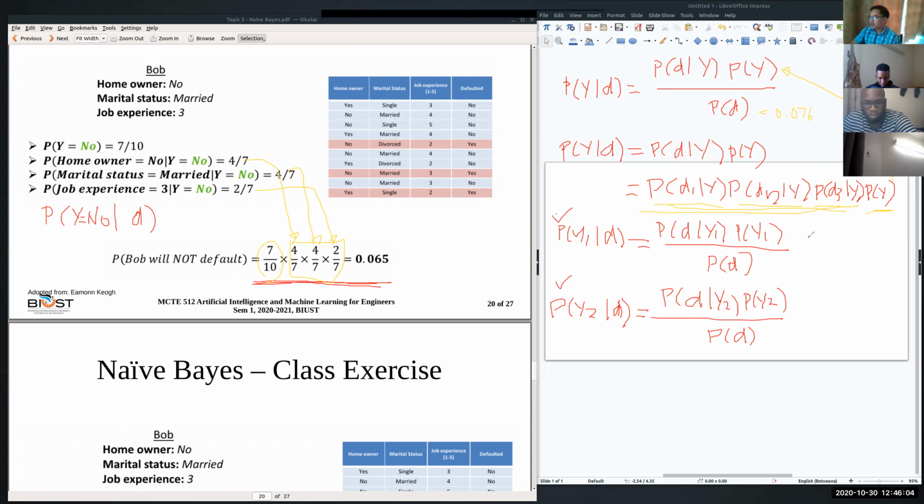So in the computation, we only compute the numerator. We compute this numerator and that numerator, and we already decide yes, he will not default because the probability of him not defaulting is higher than the probability of him defaulting. And so we judge he will not default without even knowing the value of the denominator. We don't need it, because the denominator for both cases will be the same.